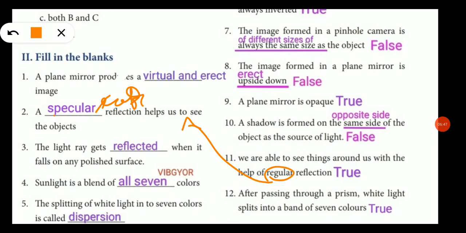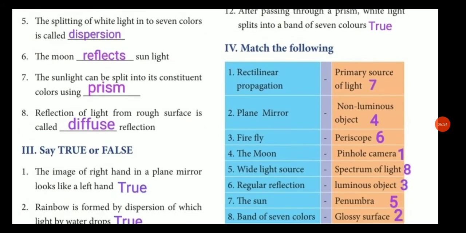12th one. After passing through a prism, white light splits into a band of 7 colors. True. Next one is match.